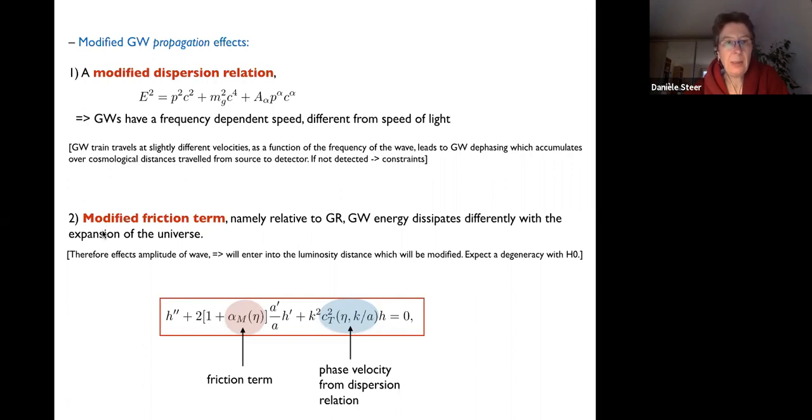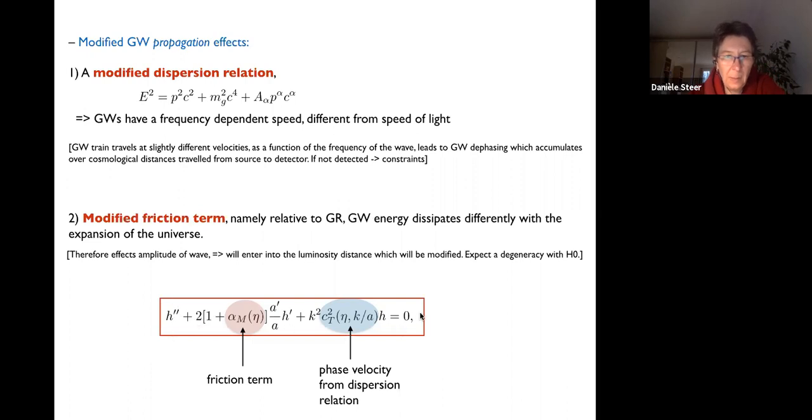And the other thing that can happen in many of those modified gravity theories, which were in that picture with all the bubbles, is that there's a modified friction term, namely that gravitational waves dissipate energy differently with respect to the expansion of the universe. So in practice, what do I mean by these two effects that I want to consider?